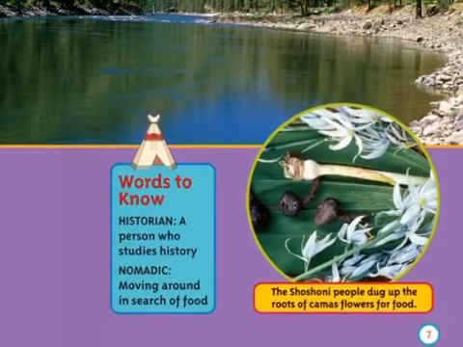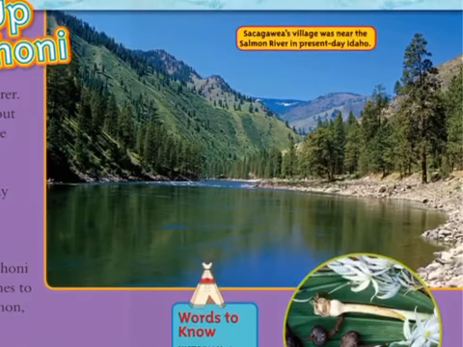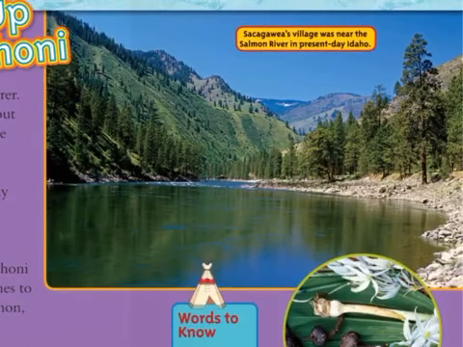So the Shoshone people dug up the roots of camas flowers for food. And right here, Sakakawea's village was near the Salmon River in present-day Idaho.